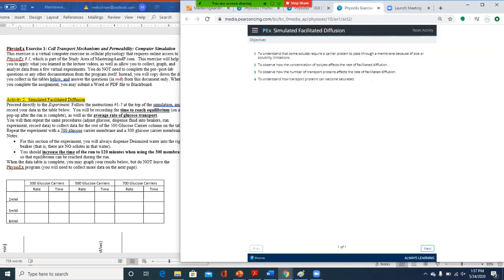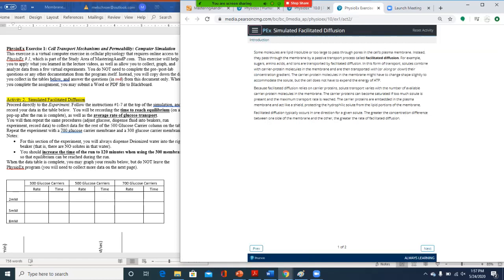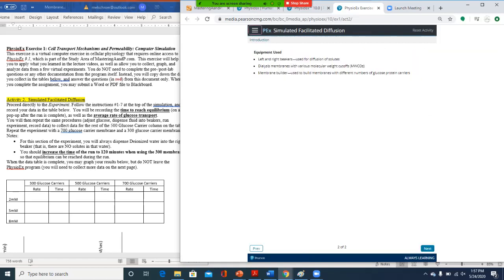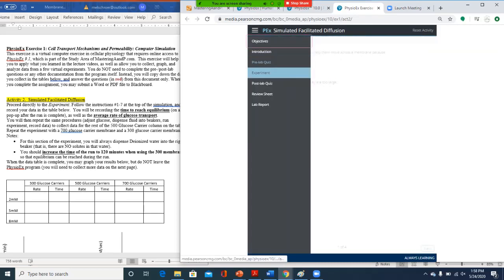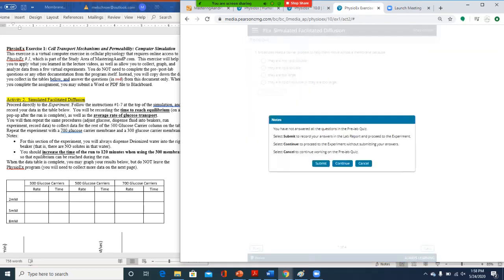Now, in this activity, there is a lot of background information that will really help you to understand what exactly you are seeing in this exercise. You are more than welcome to read it. You're more than welcome to complete the pre-lab questions, etc. However, all of this stuff is not mandatory. You don't have to hand in any of that information. Instead, you can simply skip right to the experiment if you want.